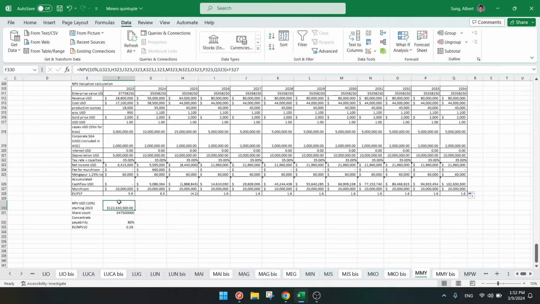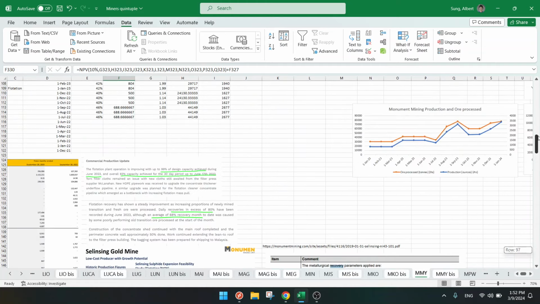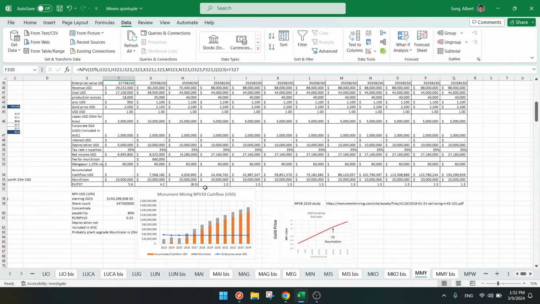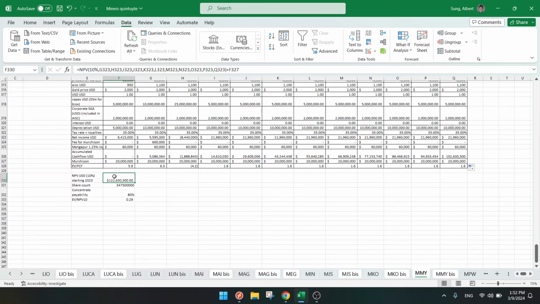So here you see NPV is 122 million. And here it's 150 million. That's possible because here the gold price is higher. And here it's lower. So this is lower.